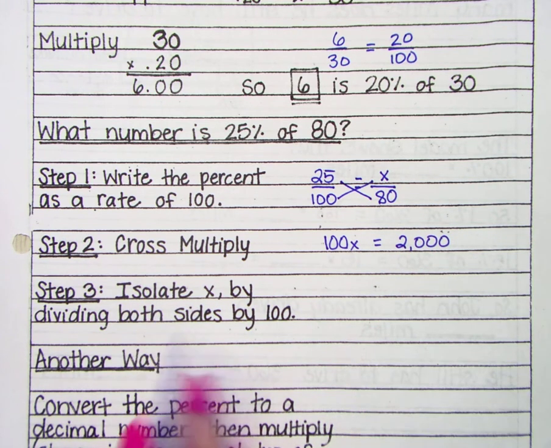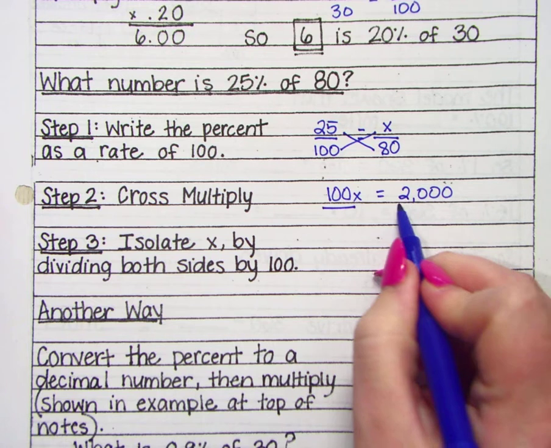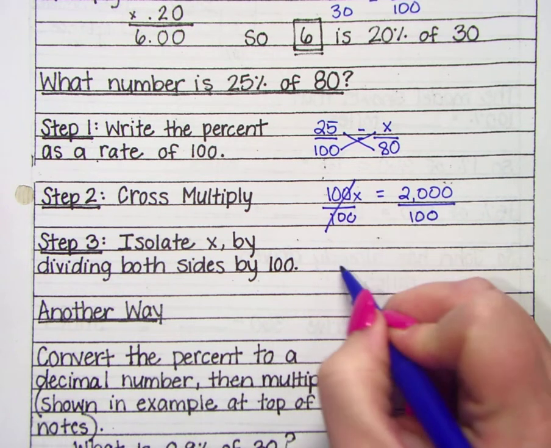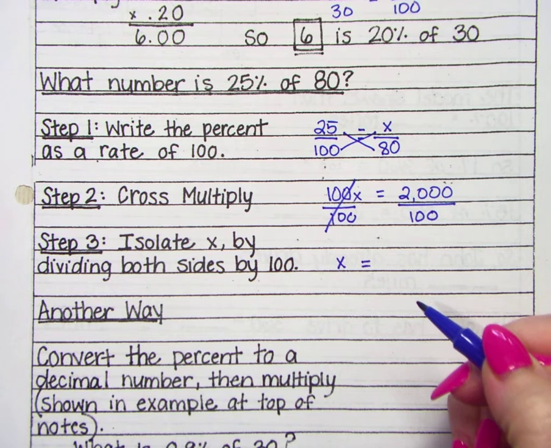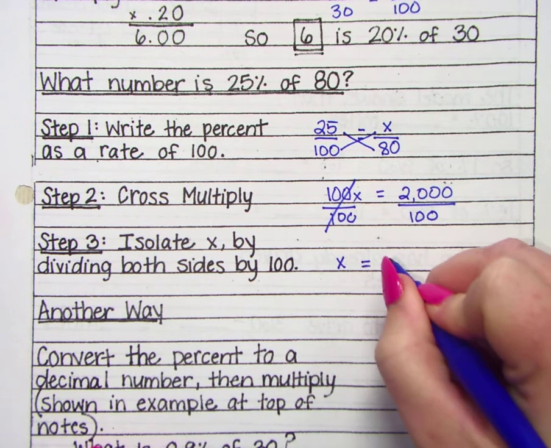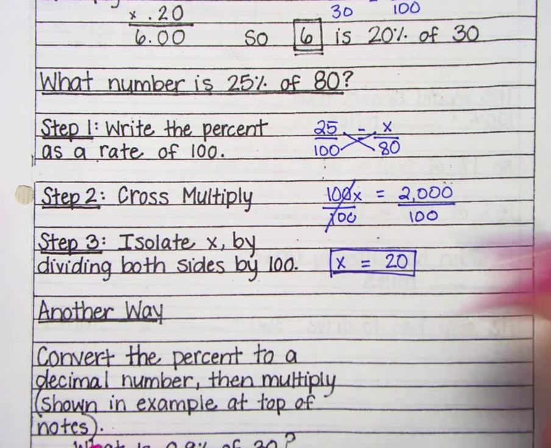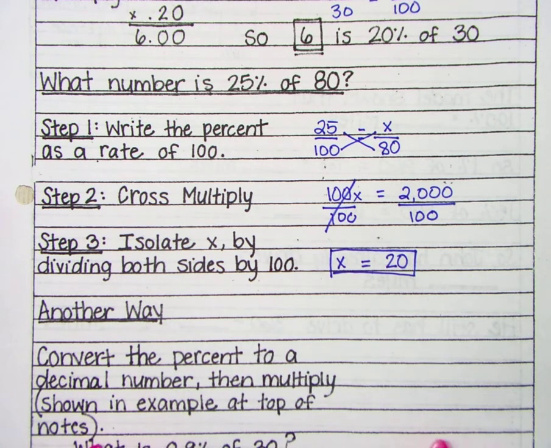And then we want to isolate that x by dividing both sides by 100. So we divide here and here. Remember, that cancels out and leaves me with x equals 2,000 divided by 100. And 2,000 divided by 100 is 20. So x equals 20. So that means that 20 is 25% of 80.